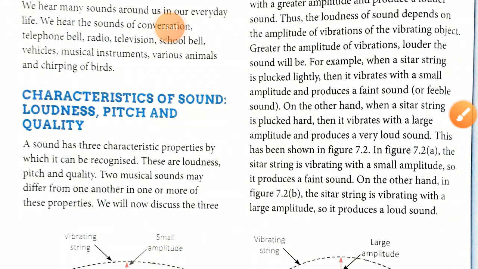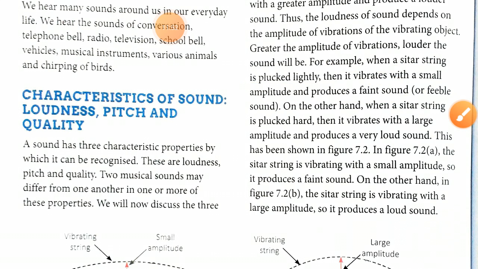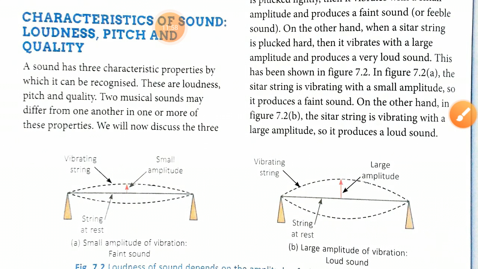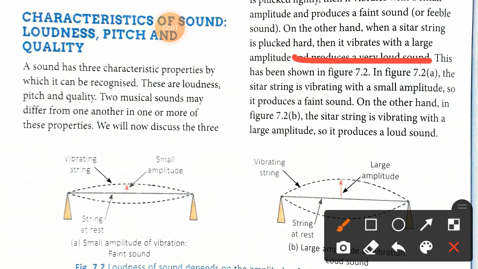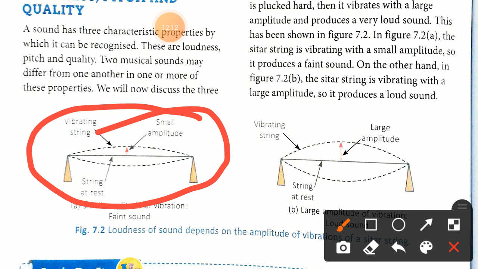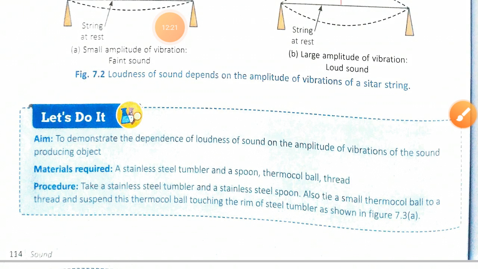For example, when a sitar string is plucked lightly, it vibrates with a small amplitude and produces a faint sound or a very feeble sound. On the other hand, when a sitar string is plucked hard, it vibrates with a large amplitude and produces a very loud sound. This can be shown here in figure 7.2. You can see here the amplitude in the first one is very small because here we pluck the string with a very feeble force. Clear? Now see figure B. Here the amplitude is quite large. Fine. So this is the difference between the two.